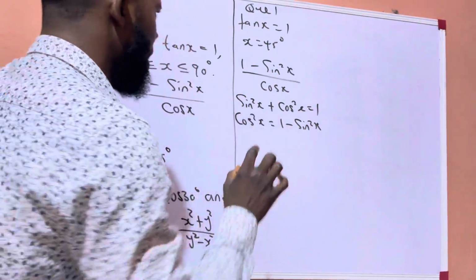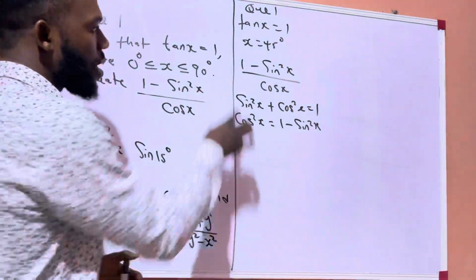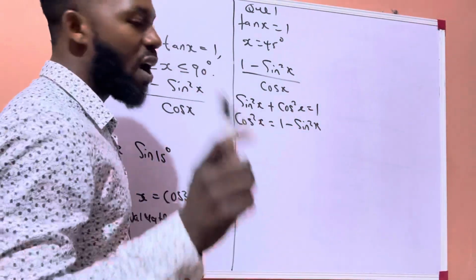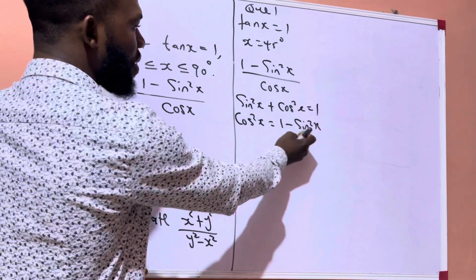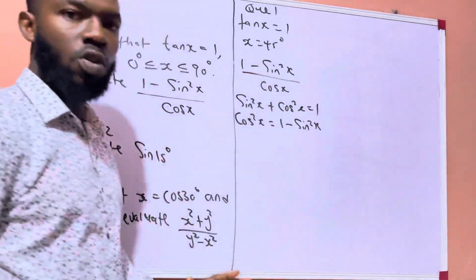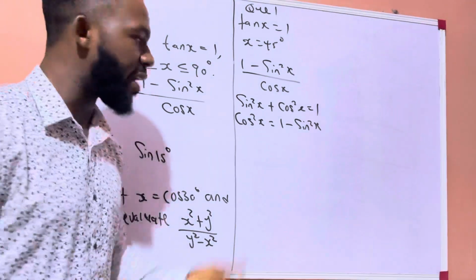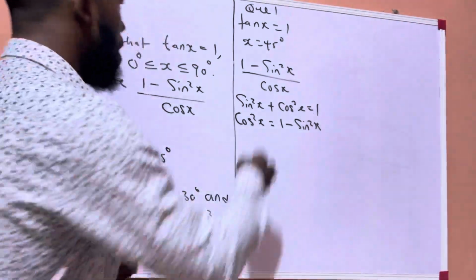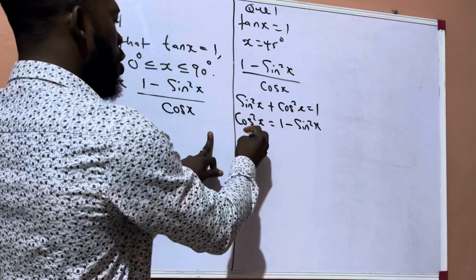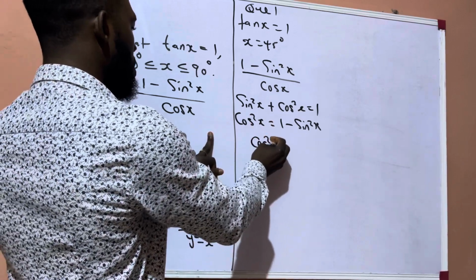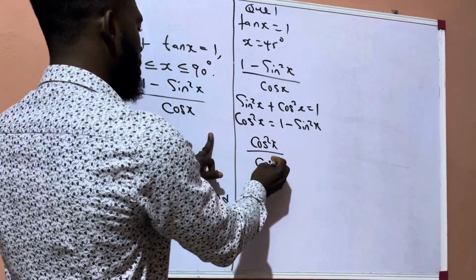So what does that mean? In the question, we're told to evaluate 1 minus sine square x. And we just saw now that 1 minus sine square x is the same thing as cos square x. So what are we going to do? We're going to substitute cos square x for 1 minus sine square x. Rewriting this, we're going to have cos square x over cos x.